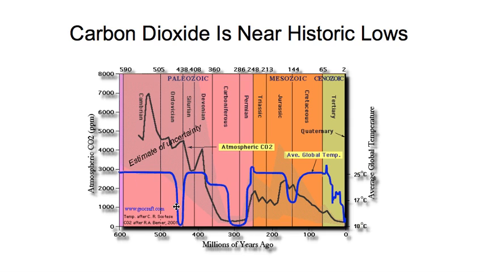The blue line shows atmospheric temperature over the last 600 million years, and the gray line shows atmospheric carbon dioxide. As you can see, there's little or no correlation between them. Sometimes CO2 is high and temperatures are low, and vice versa. This is directly contradictory to the rhetoric of climate alarmists.